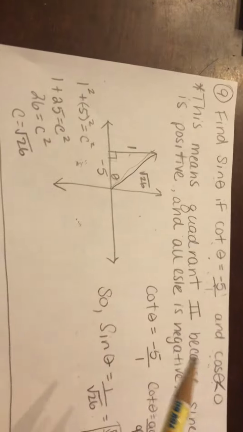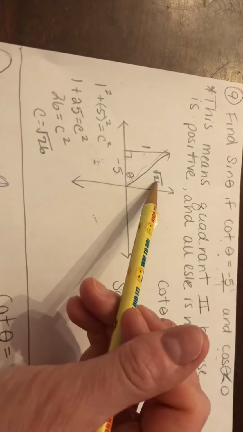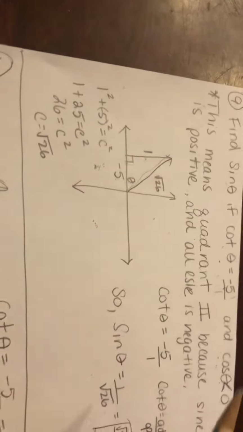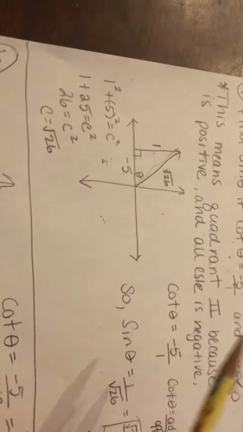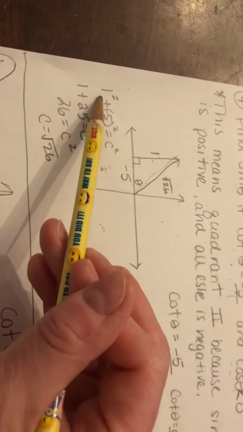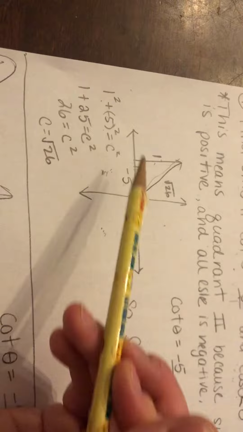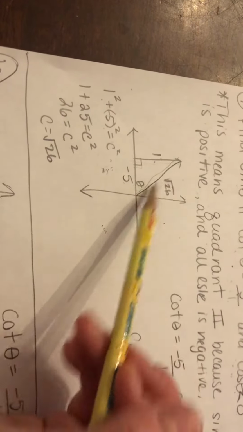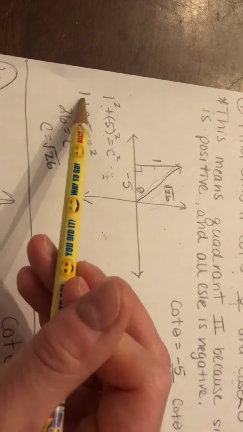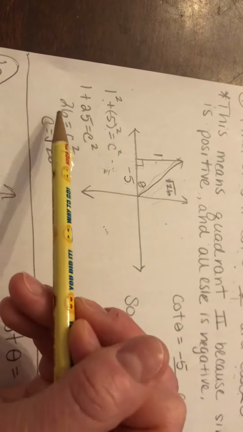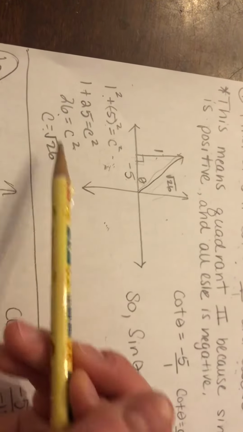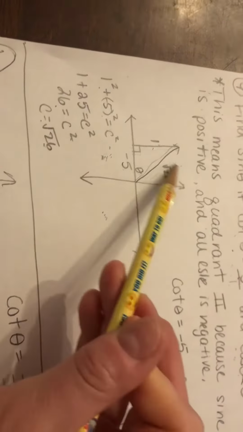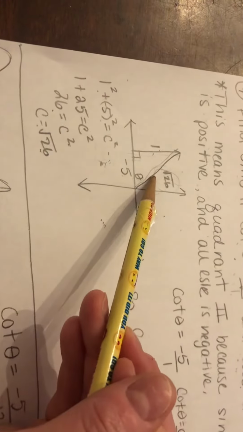Okay, and then I just needed to find the hypotenuse in order to get sine, right? Because sine is opposite over hypotenuse. So I used the Pythagorean theorem. 1 squared plus -5 squared equals c squared, or radius squared. So I have 1 plus 25 is c squared, which is 26 is c squared, so c is radical 26. So that means that this length here is radical 26.